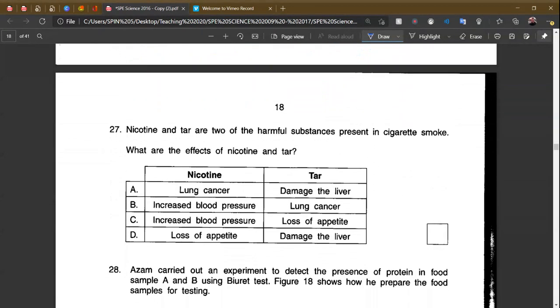27. Nicotine and tar are two of the harmful substances present in cigarette smoke. What are the effects of nicotine and tar? These are the things you need to memorize. Nicotine is an addictive substance. That is the first thing you look for. But if you look at the choices, there is nothing about addiction. And tar is a substance that can lead to lung cancer.